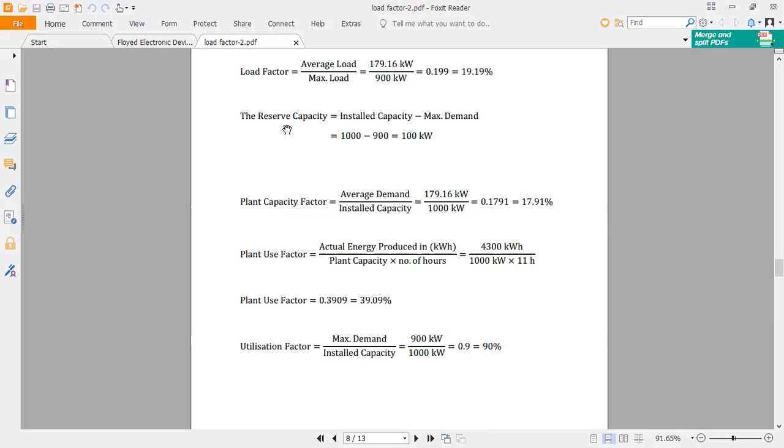What is the meaning of reserve capacity? Can anyone tell me what the meaning of reserve capacity is? Reserve capacity.